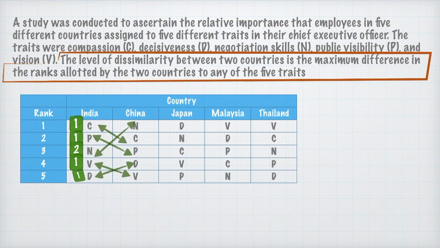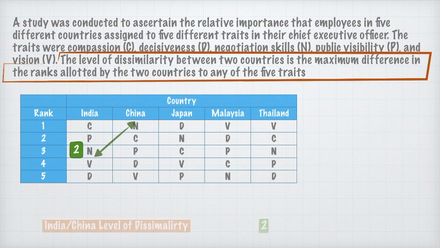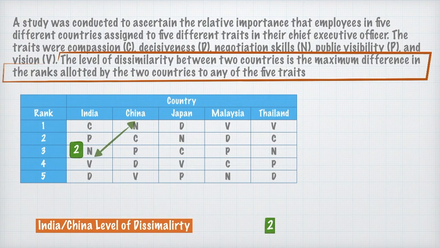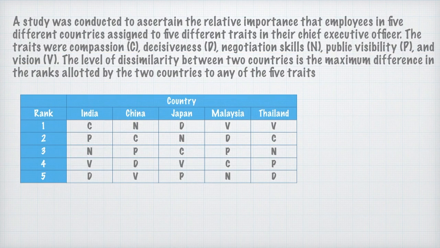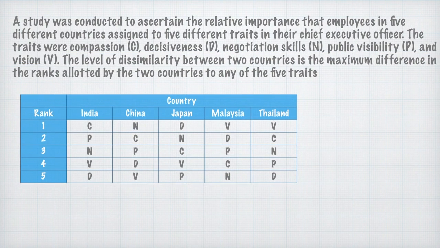So if I look at India and China, the maximum difference is for trait N, which is not important, but that is the maximum difference between the ranks for any trait, and therefore it is the level of dissimilarity. So the level of dissimilarity for India and China would be 2. If you have understood this, all of these questions can be solved fairly easily, and if you have spotted the pattern that it is essentially about the visual difference between the ranks, and the maximum difference, then you can do it very, very quickly also.